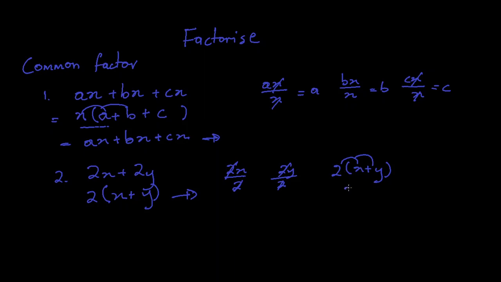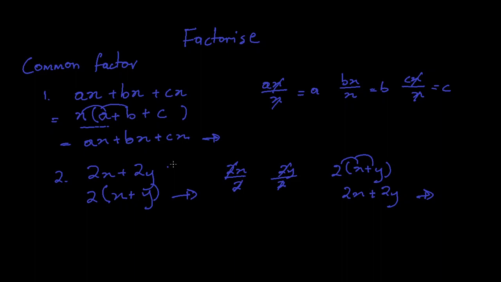So you're going to take the 2, multiply it by the x, then the 2 multiplied by the positive y there, so it's plus 2y. Then this is the same as that one, so therefore it means I have factorized it correctly.